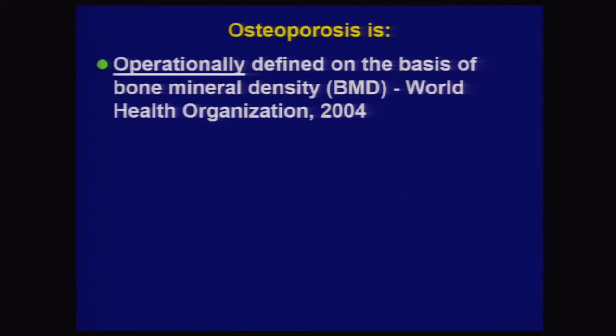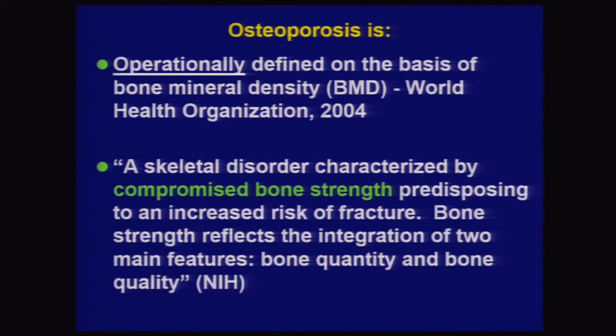So quick for definitions. Operationally, it's defined on the basis of bone mineral density, and the World Health Organization has stated that osteoporosis is defined as a T-score of less than -2.5. A more exact definition is that it's a skeletal disorder characterized by compromised bone strength that predisposes to an increased risk of fracture. What's bone strength? Bone strength is a combination of two features of bone. It's quantity, or bone mineral density, and quality. And bone quality is a very general term that applies to bone material properties.